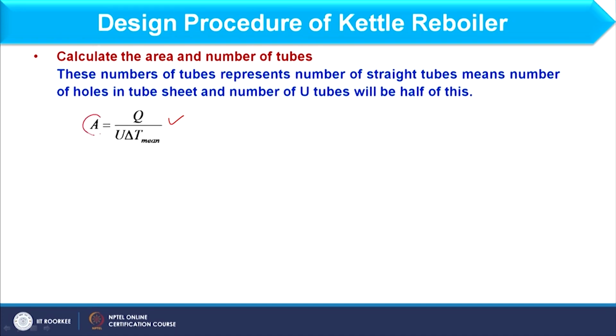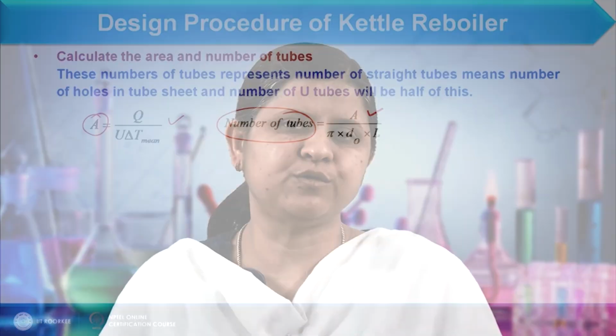Once I am having this area, which is basically the heat transfer area, I can find number of tubes as A divided by pi d naught L, as we keep on doing in previous equipment. Here again you have to consider L effective instead of L. Now, here some points you have to keep in mind. If I am considering straight tubes, how do you find out L effective? L effective will be L minus twice the tube sheet thickness.